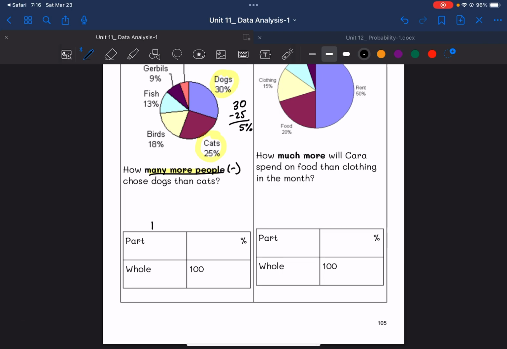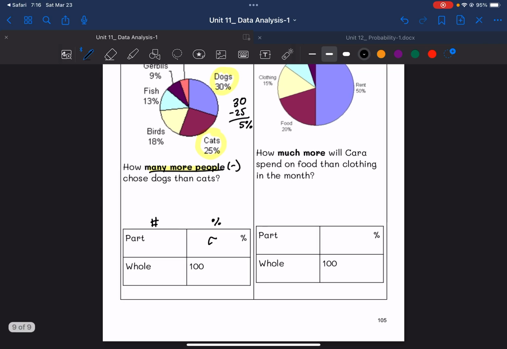So this is the number side, this is the percent side, okay? The top part is going to be the part, the bottom part is going to be the whole, okay? 5% goes here. Out of 100, 100 is already there, okay? The part we don't know. We don't know what the number is of how many people like dogs more than cats, okay? So that's going to be X.